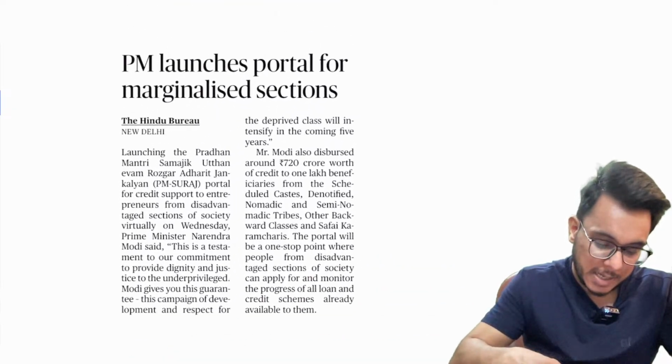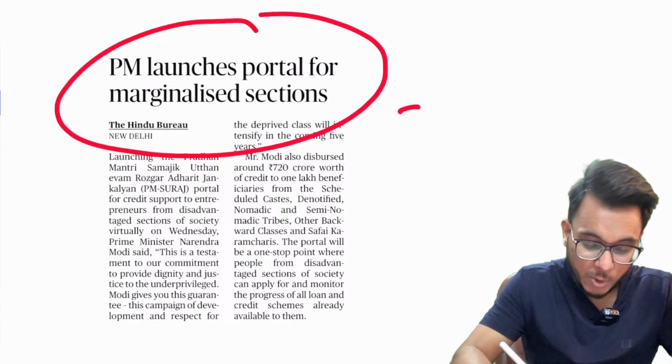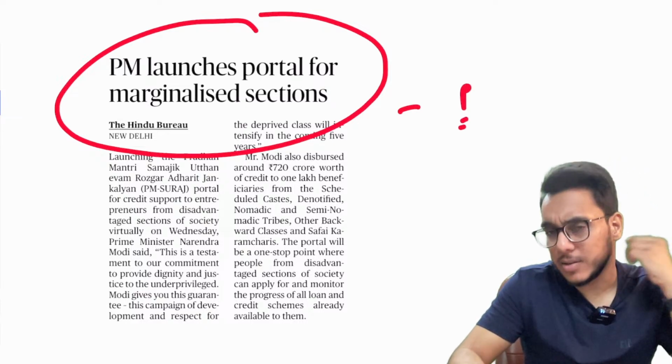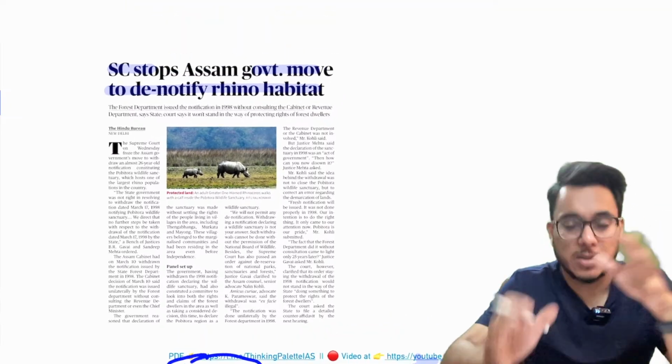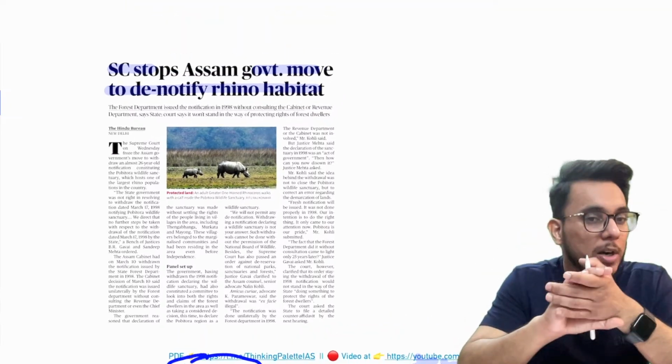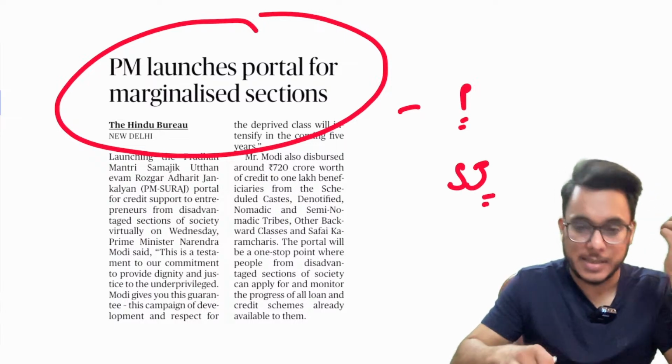Now moving to the next article: PM launches a portal for marginalized sections. We'll see this article for prelims examination. They ask about Pobitara Wildlife Sanctuary, whose locations I have shown you, which is important for prelims. So for prelims as well as for social justice, GS paper number 2, we'll see this article.